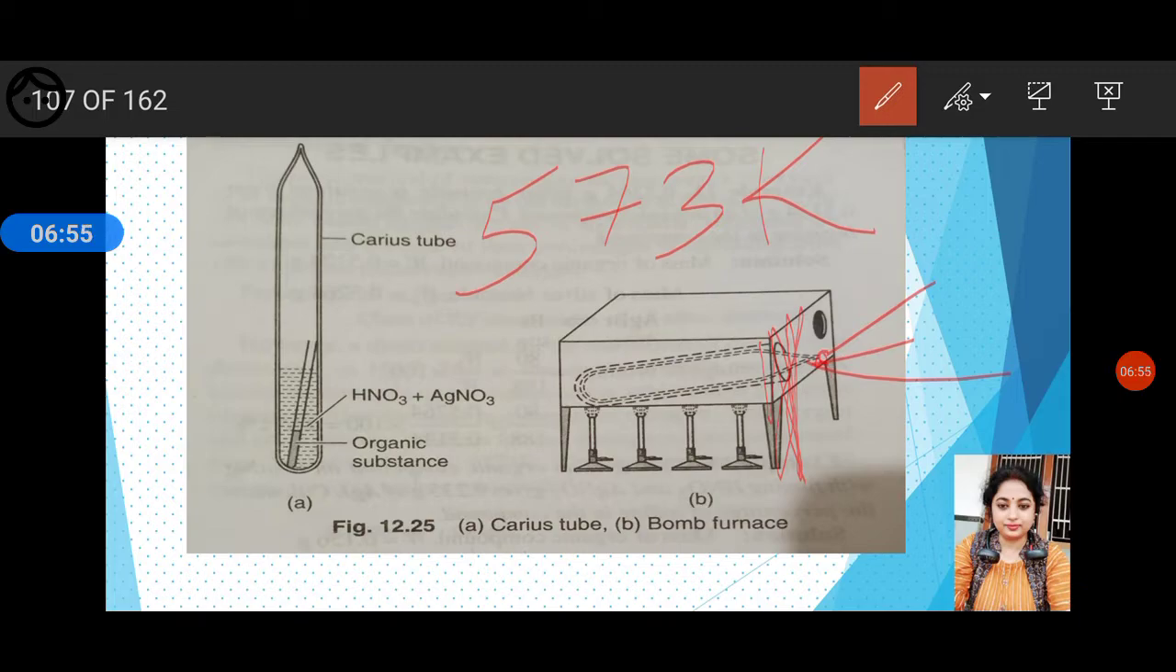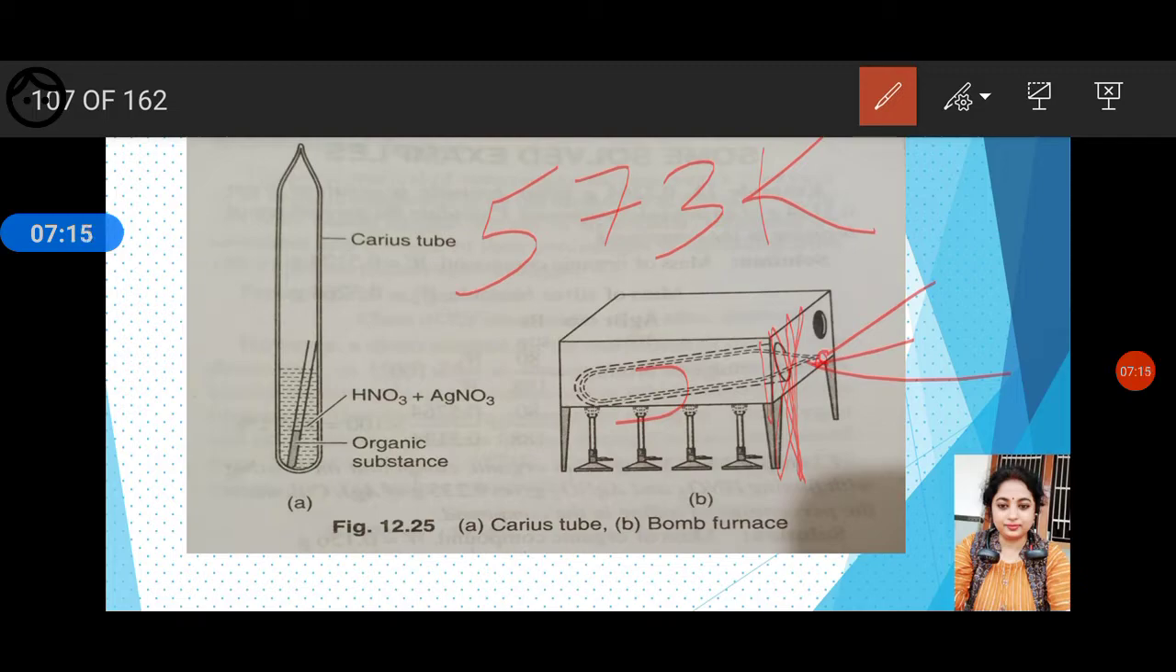After the gases escape out, the capillary end of the tube is cut off, and the contents are transferred into a beaker. Whatever is present here, we will now transfer into a beaker. We will filter the content.